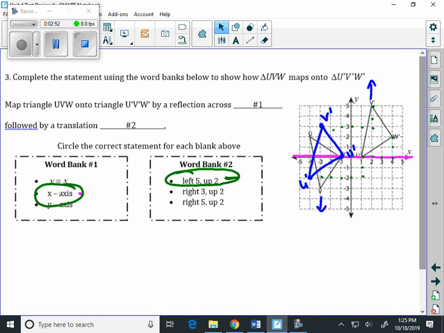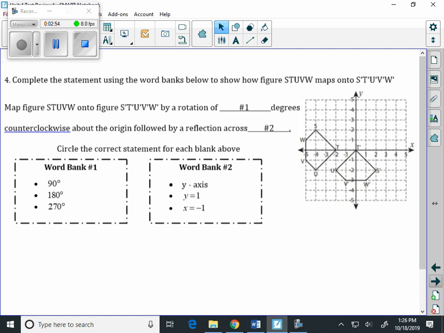OST likes these questions. Same kind of idea on this one, although I admit that I had to do more work on this one than I had to do on that last one. It says map figure S, T, U, V, W onto S prime, T prime, U prime, V prime, W prime by a rotation. So we have to rotate this one first.